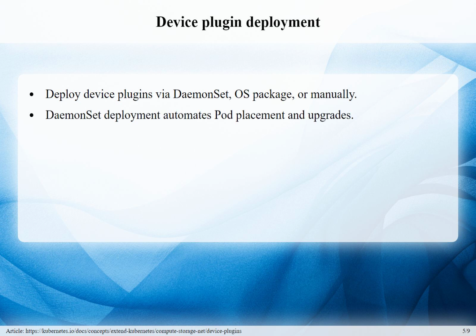When deploying as a daemon set, mount /var/lib/kubelet/device-plugins as a volume in the plugin's pod spec. This approach benefits from Kubernetes automatically placing the plugin's pod on nodes, restarting it after failure, and facilitating upgrades.